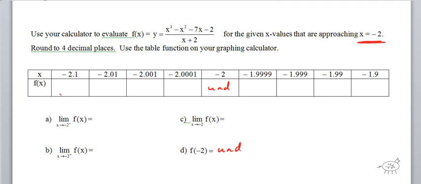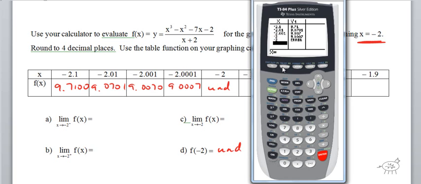Your calculator is going to disappear off my screen, but you get 9.7100, 9.0701, 9.0070, and 9.0007. Okay, so let's bring up our calculator again. And notice when I typed in negative 2, it gave me an error, which it should, because if I actually type in the value of negative 2, it's undefined there. Okay, so let's do the other side.